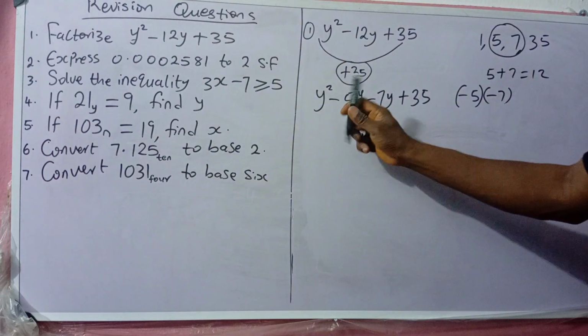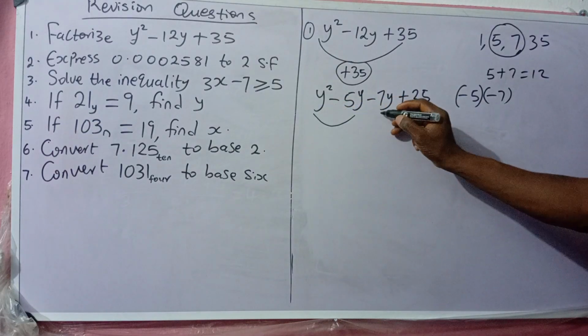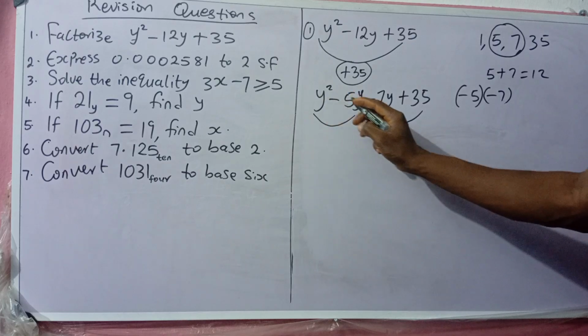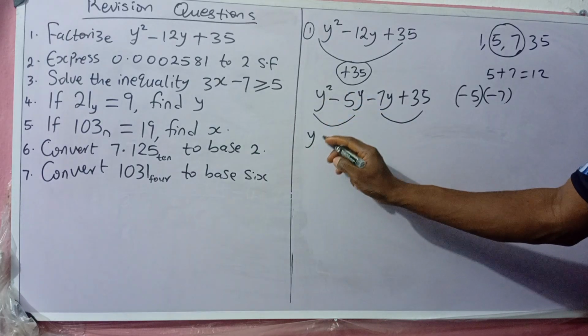All right, so let's now factorize in pairs. We factorize in twos, that's in pairs. What is the common factor between y squared and 5y? And that is y.